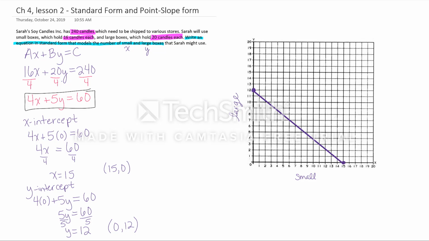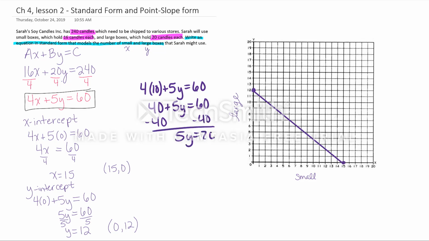Or we can also represent this with the equation. We can say, okay, if I use 10 small boxes, then how many large boxes would I need? Well, we can use the equation to figure that out. 4 times 10 small boxes plus 5 large boxes equals 60. And then we would just solve again. Subtract, and divide. And we would need 4 of those large boxes. So if we use 10 small boxes, we need 4 large boxes. And you can see that that corresponds to a point on this line right here. So any of those combinations would correspond to the points along that line.